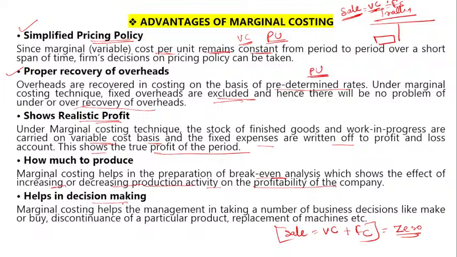Now marginal costing again has advantages, that is, it helps in decision making, because marginal costing helps management take a number of decisions, like how much to buy, whether to discontinue a particular product, whether to replace machinery, because marginal costing is showing the true picture of our manufacturing area, our factory areas. Okay, so that's why.